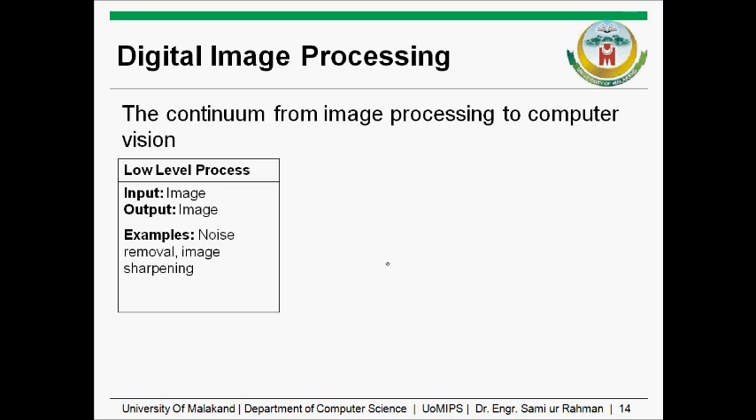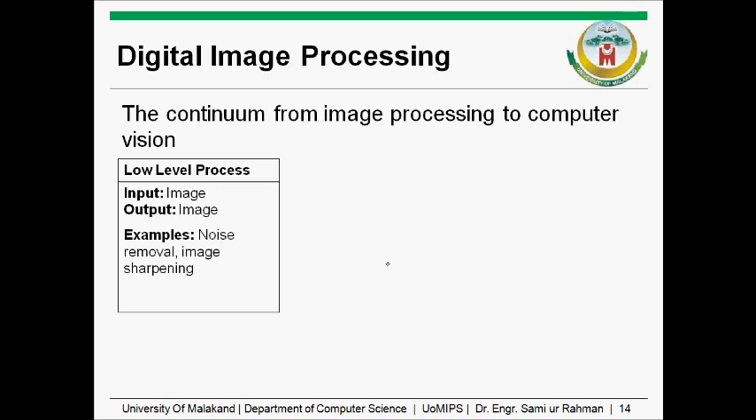Okay, so in image processing, we have low level processes where the input to an algorithm is an image and the output is also an image. We do some processing, but the input and output are both images. As I said, we make the quality better from a low quality image to a high quality image. So we take a low quality image, we do something, and we get a high quality image. So this is low level computation, where the input and output are both images.